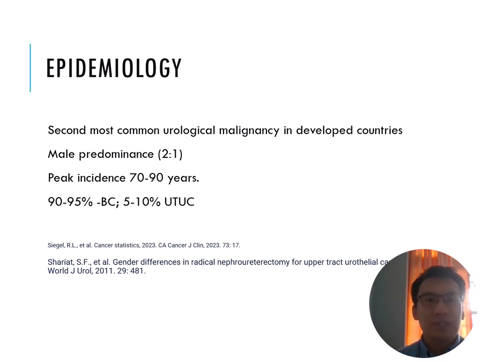A bit on the epidemiology, the other presenter will talk about it as well. Urothelial cancer is the second most common urological malignancy in developed countries. Male predominant 2 to 1 compared to female, and the peak incidence is 70 to 90 years old because of chronic exposure. Most of the time, 90 to 95%, urothelial cancer presents as bladder cancer, and in 5 to 10% of the time, UTUC.